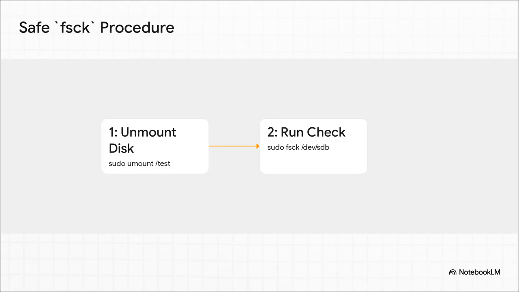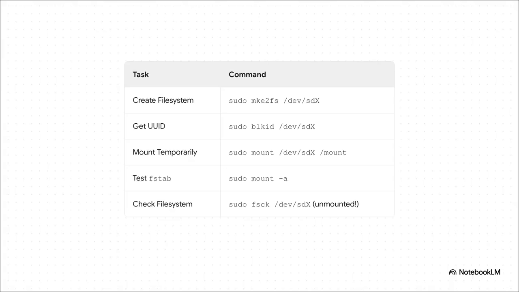The correct and safe procedure couldn't be simpler. First, you have to unmount the disk using the umount command. This takes the file system offline nice and cleanly. Only then is it safe to run fsck on the device to perform that health check. And here's a quick little cheat sheet to pull it all together for you. From creating the file system with mke2fs all the way to checking it safely with fsck, these are the core commands you'll be using again and again.